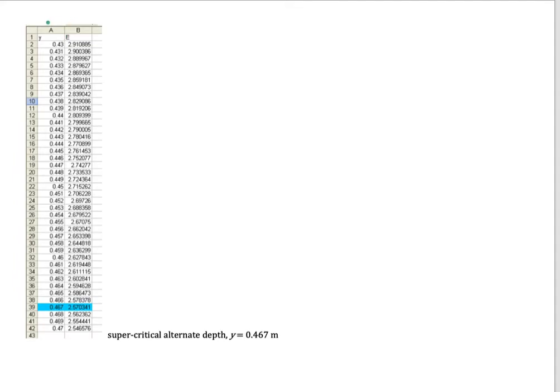okay, so let's say we create an equation in Excel, and then we need to find the nearest answer there. So we found that to get 2.57, the value of y is 0.467. So we get that y is 0.467.